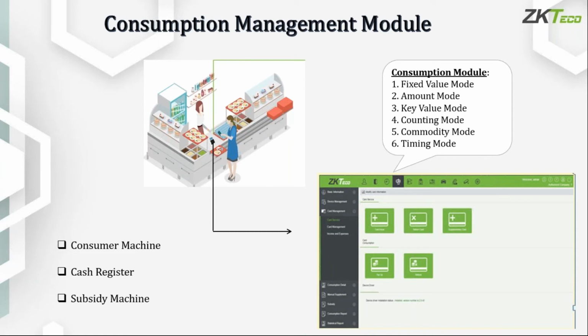Similarly, here also in the consumption model we are doing the same thing. There will be a module installed. You just need to swipe it, and automatically the balance will get deducted according to the food you have purchased. You can use different modes, like fixed value mode and amount mode, that can help you get the reports of the consumption module.